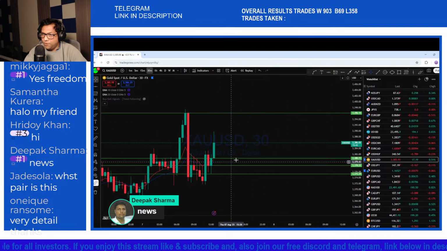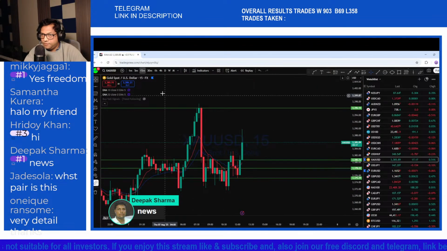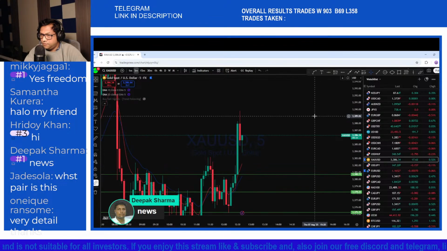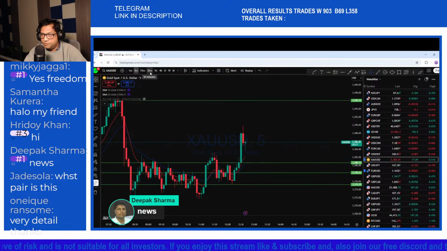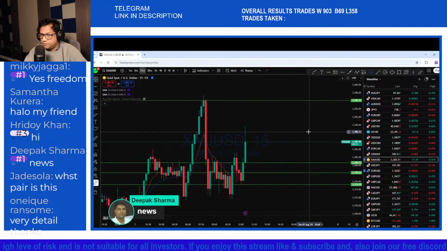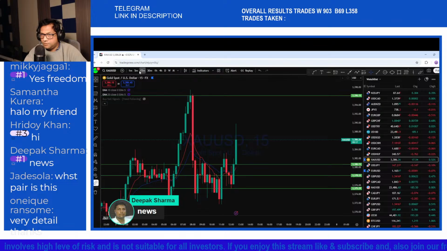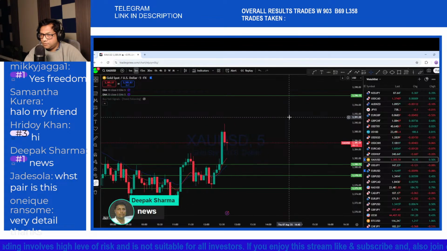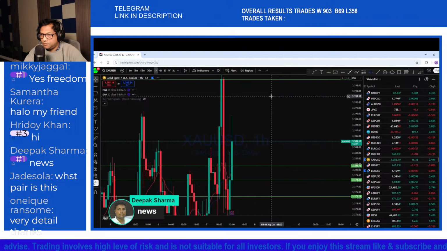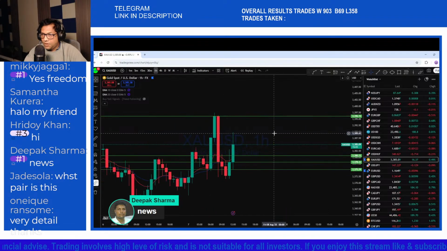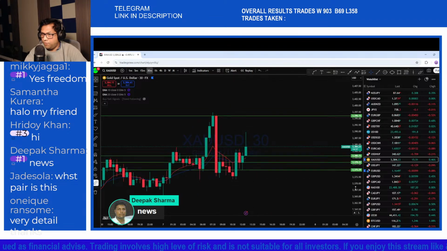The market is slowly trying to push back here. Looking at this 1 hour chart here as well. We can see the market is slowly coming for a pullback.